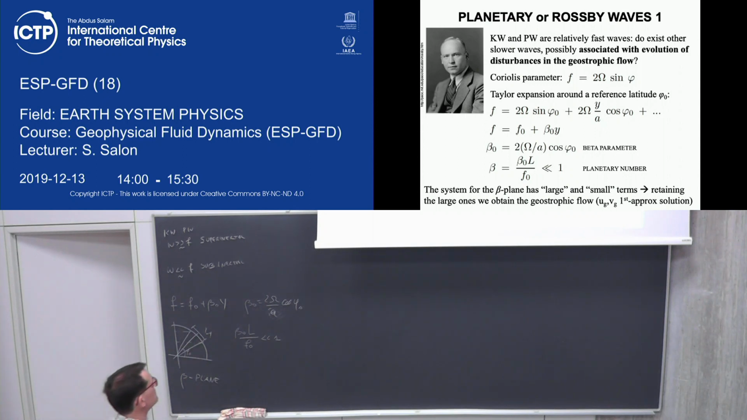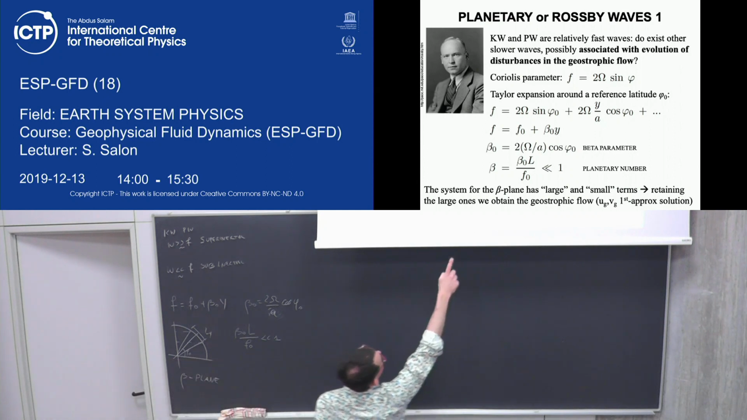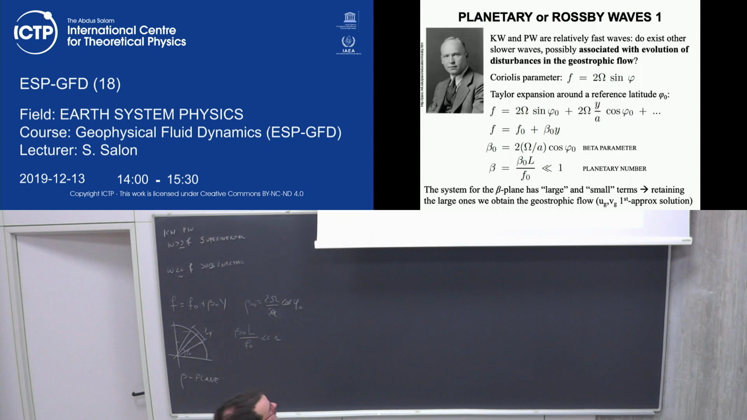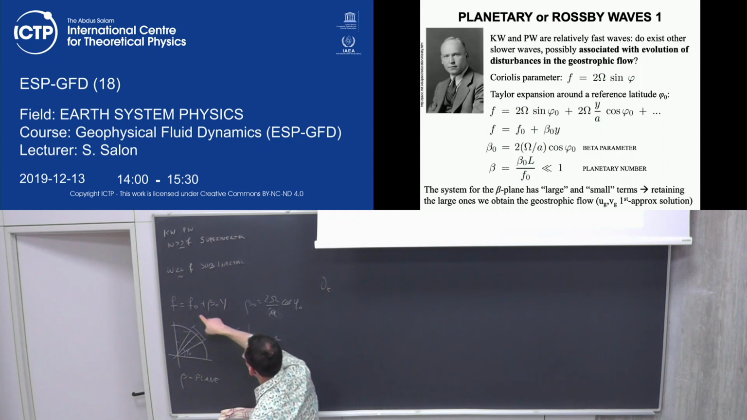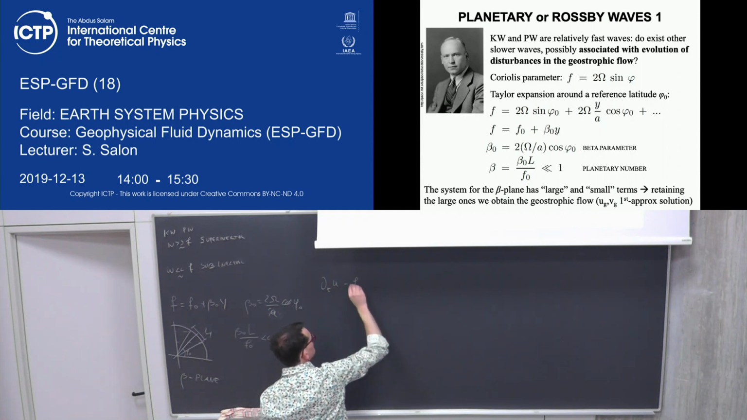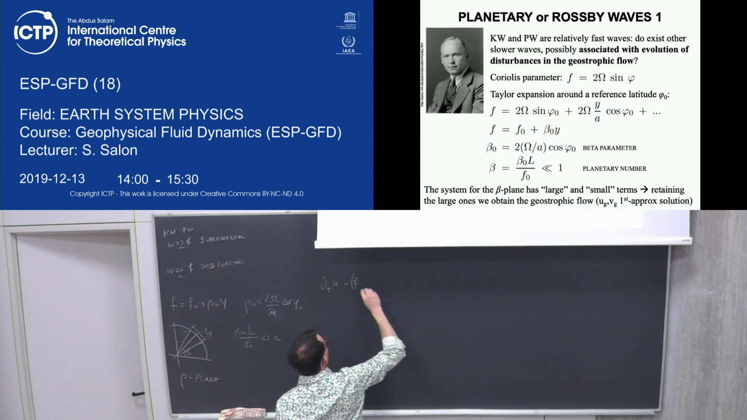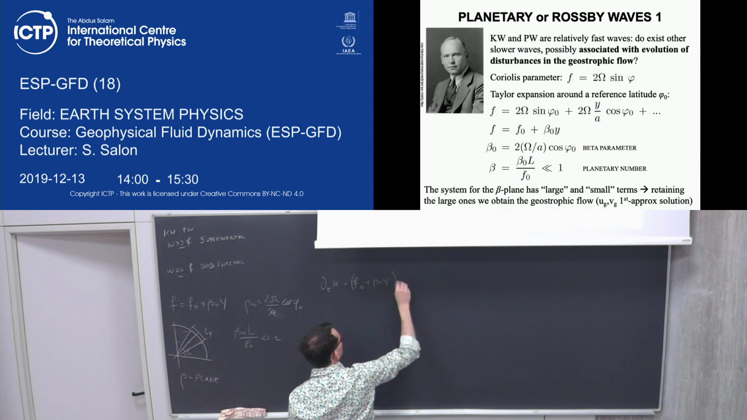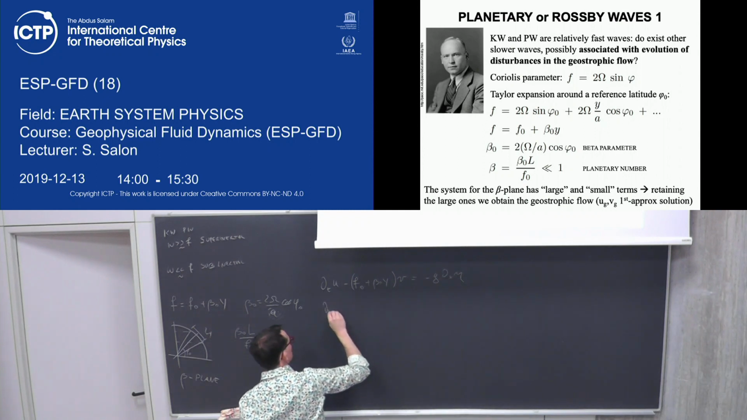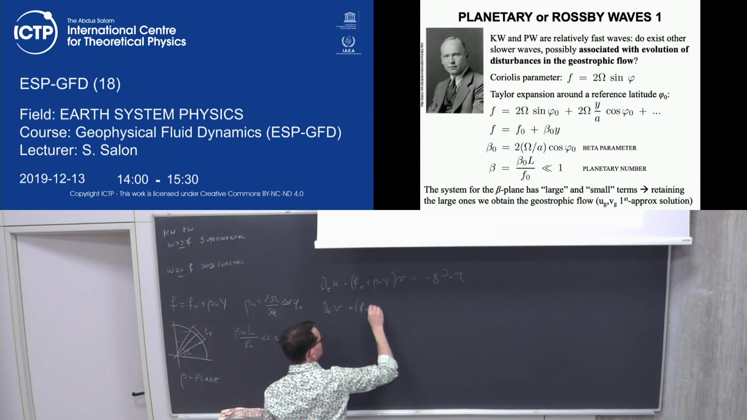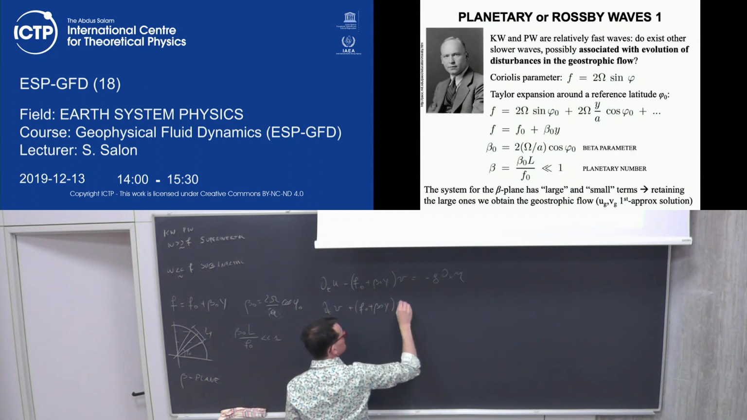So with this perturbation, we call this number here the planetary or beta parameter number, while beta 0 is the beta parameter or the planetary parameter. So if we substitute this expression in our momentum equation, we will have not just f, but f0 plus beta 0 y, times v, which is equal to minus g d_x eta, then d_t v plus f0 plus beta 0 y times u.